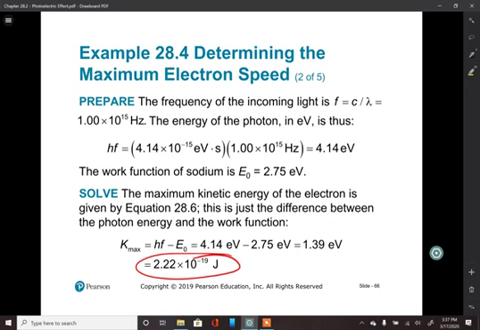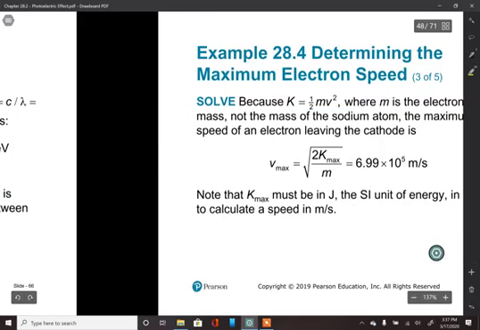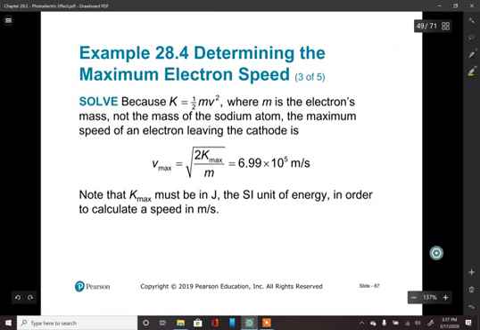If I only ask about energy, it doesn't really matter. You can leave it in electron volts or joules, but if I want a speed, you've got to work with joules, SI units only. So this is that last step. You see, it's quite fast, which makes sense. They're electrons.